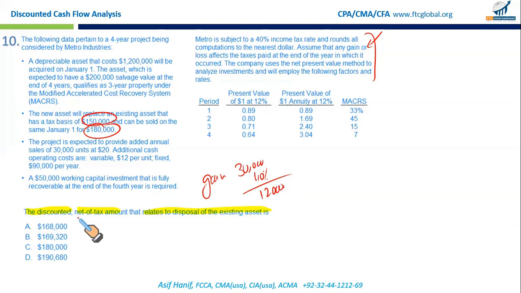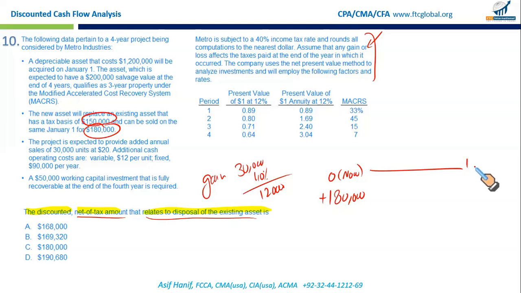So the question says the discounted net of tax amount that relates to disposal of the existing asset. Now, this is a very, very interesting question, and I guess only one of its kind, where you receive the full disposal amount right now, and tax related to this gain needs to be paid at the end of year 1. Why? Because the question says, assume that any gain or loss affects the taxes paid at the end of the year in which it occurred. Since this transaction occurred at the start of year 1, tax related to this gain will be paid at the end of year 1.